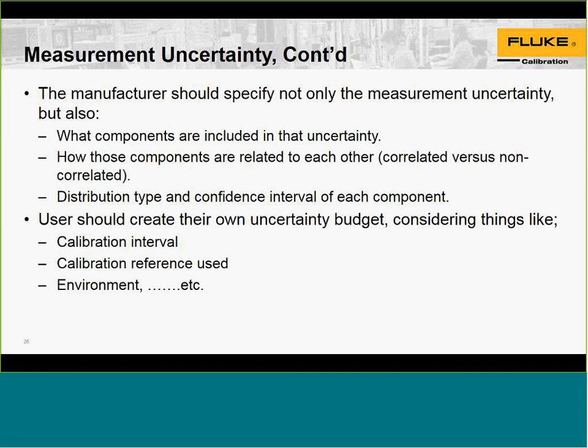So we do our best to provide all the information possible that goes into the measurement uncertainty of the instrument, which includes components that we include in the uncertainty, how they're related to each other, the distribution type and confidence interval of each component. And that's the beginning. Then once the user buys the equipment, they should create their own budget, considering things like the information we provided, the calibrator needed, whatever reference they're going to be using to calibrate it, and the environment it will be used in.